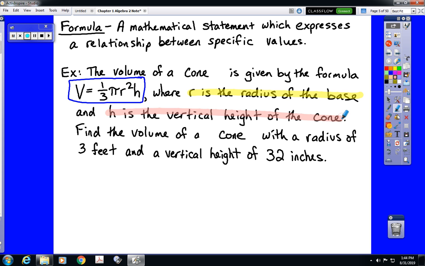Find the volume of a cone with a radius of 3 feet and a vertical height of 32 inches. So that's our height. The first thing you need to notice is that we have a radius in feet and we have a height in inches. That is a problem. We cannot have different units. So we need to start by multiplying the 3 feet by 12 inches to turn it into 36 inches. We need everything to be in the same measurement. It is usually easier for us to turn things into the smaller unit of measure.